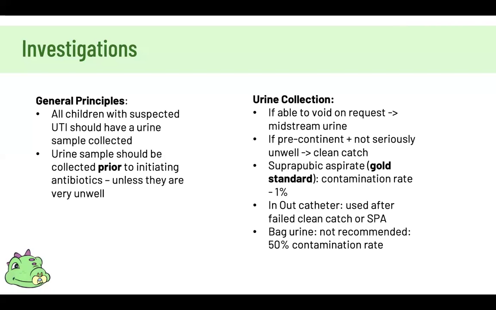As a result, the gold standard for diagnosis is actually a suprapubic aspirate, because that has a contamination rate of around 1%, which is obviously very low. But it can be a bit more invasive and painful for the child. So this tends to be reserved for very specific cases. An in-out catheter is generally used if a clean catch or an SPA has failed, and it has a decent rate of contamination. And then bag urine is really not recommended. There's up to a 50% contamination rate, so that test really isn't reliable.